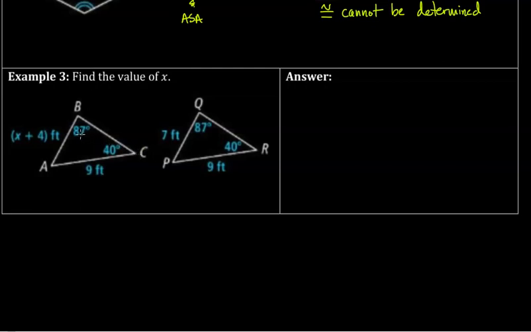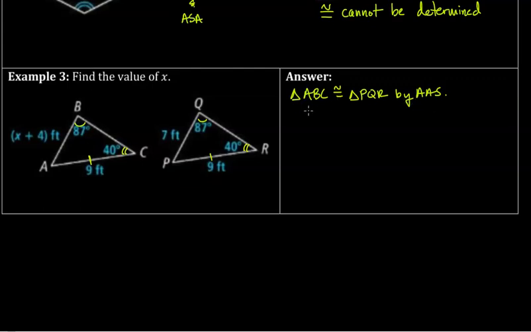Well, we can see that these angles here and here are congruent to each other. 87 and 87, that means they're congruent. 40 degrees, 40 degrees, they're congruent. And then segment PR is congruent to segment AC. So triangle ABC must be congruent to triangle PQR by angle, angle, side, according to this picture.